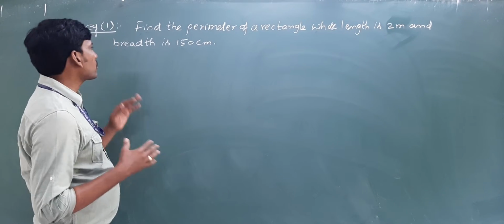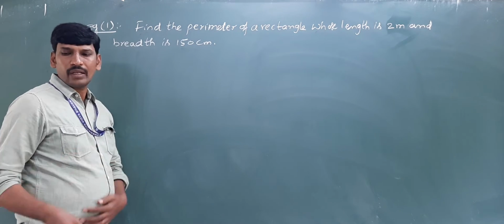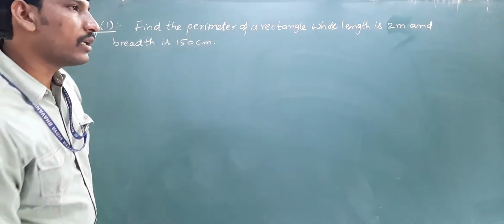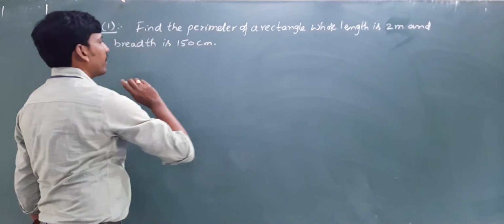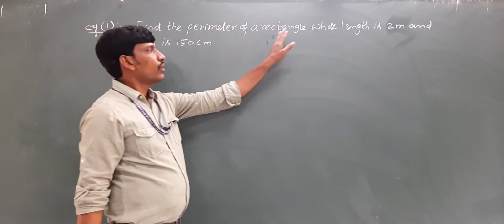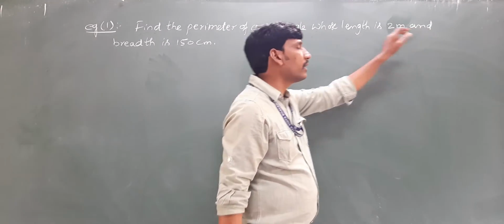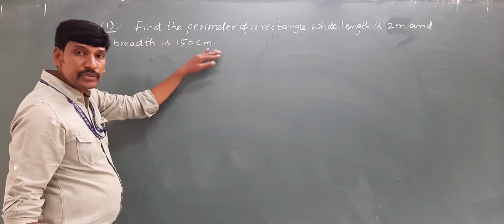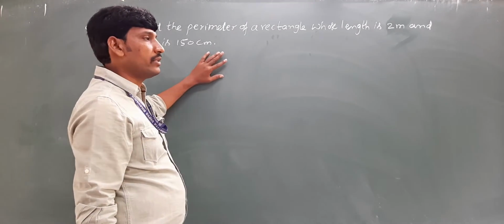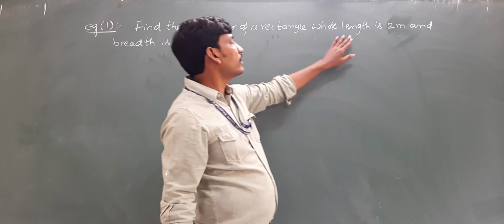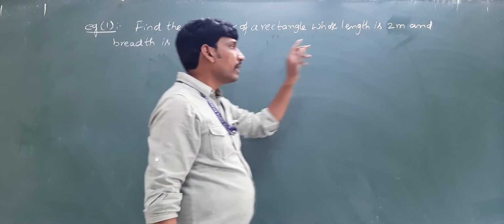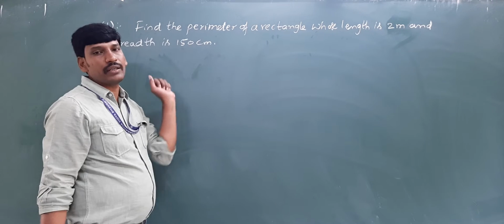Now let us discuss one more example based on the previous class. So what is the perimeter of a rectangle? 2 into (L plus B). Now see here one example. Find the perimeter of a rectangle whose length is 2 meters and breadth is 150 centimeters. Observe the question. Here the dimensions of a rectangle: length in terms of meters, breadth in terms of centimeters.